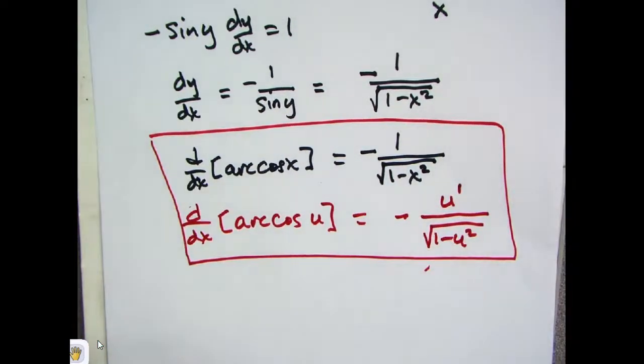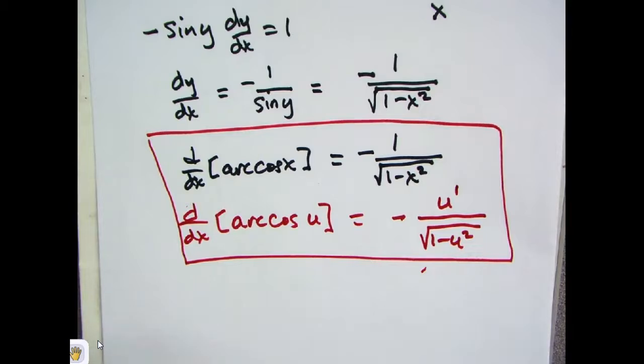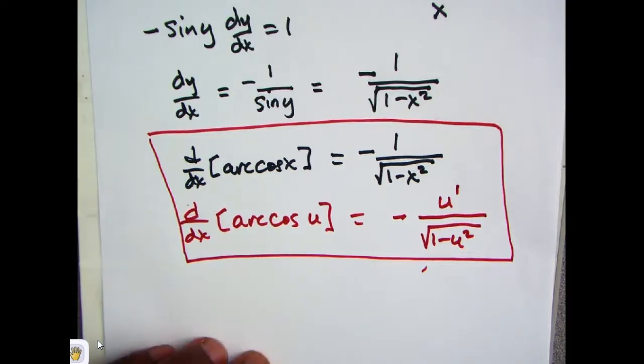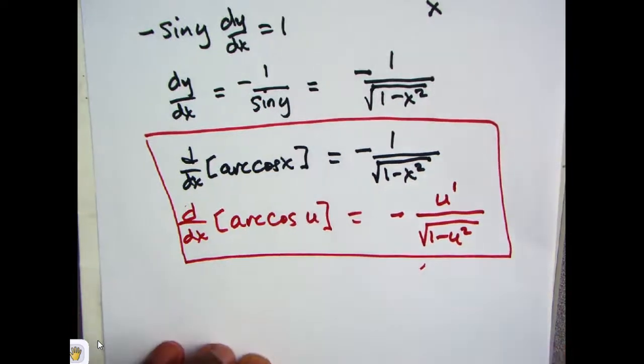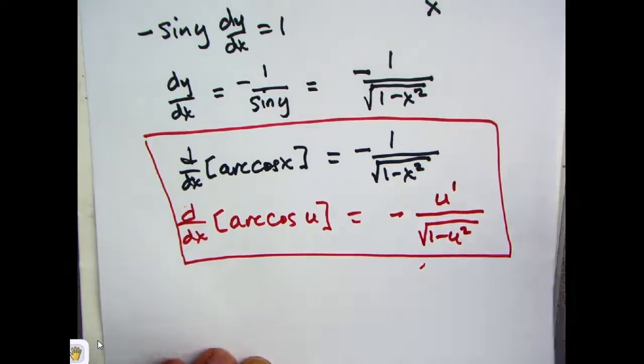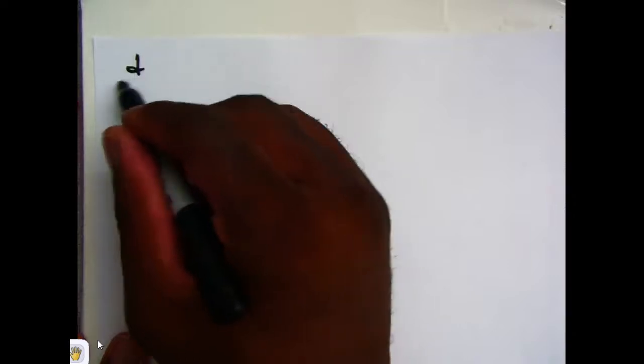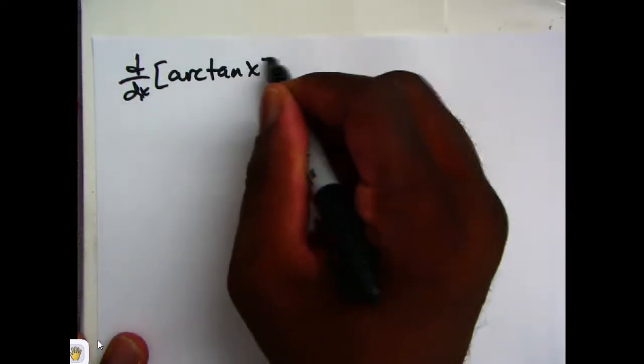All right. So here we're using the properties of inverses in order to derive these. All right. Let's go ahead and take a look at arctangent. Okay, the derivative of arctan of x.